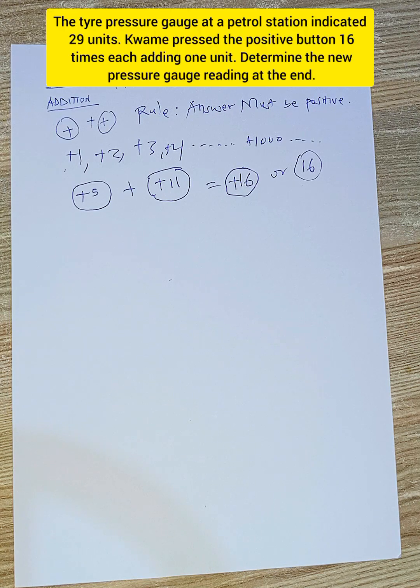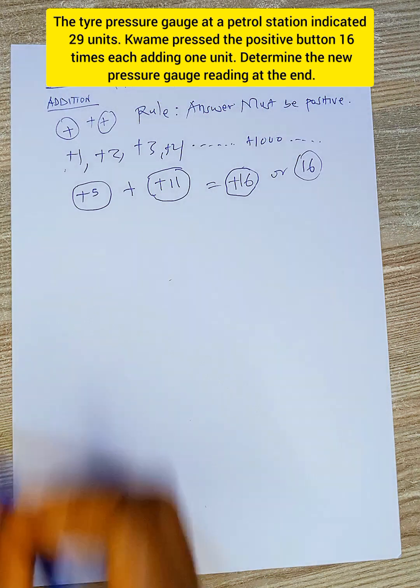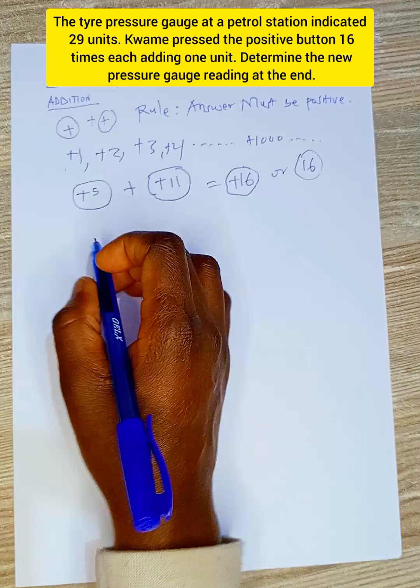The tire pressure gauge at a petrol station indicated 29 units. Kwame pressed the positive button 16 times, each adding 1 unit. Determine the new pressure gauge reading at the end. Okay, so let's repeat the question slowly while understanding it. The tire pressure gauge at a petrol station indicated 29 units. Okay, so the gauge was 29.